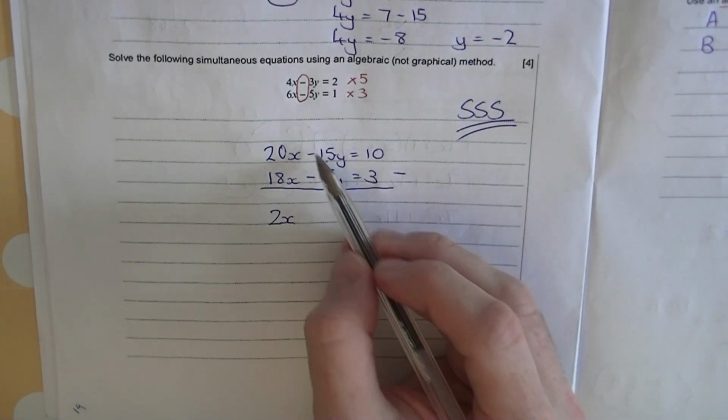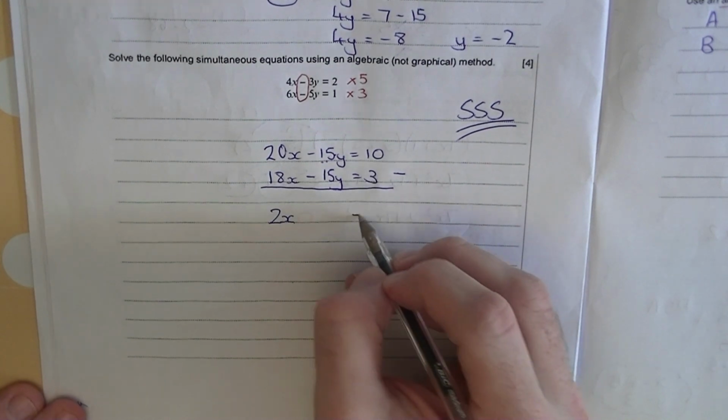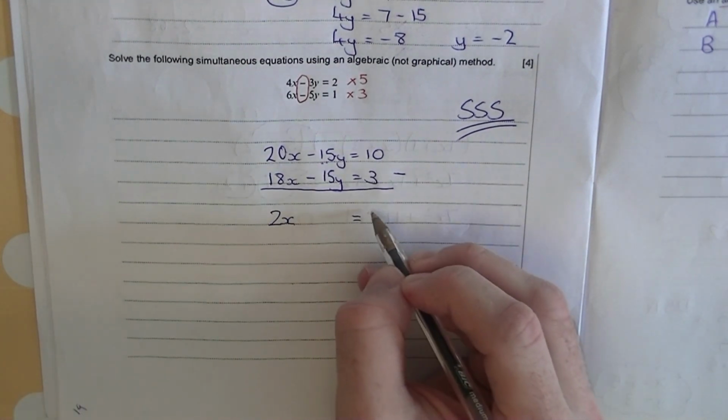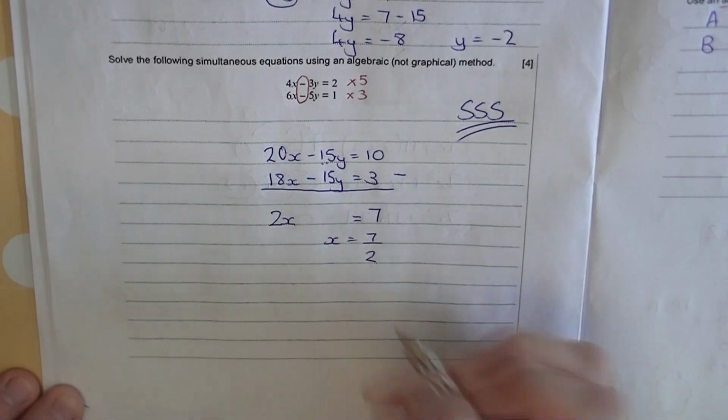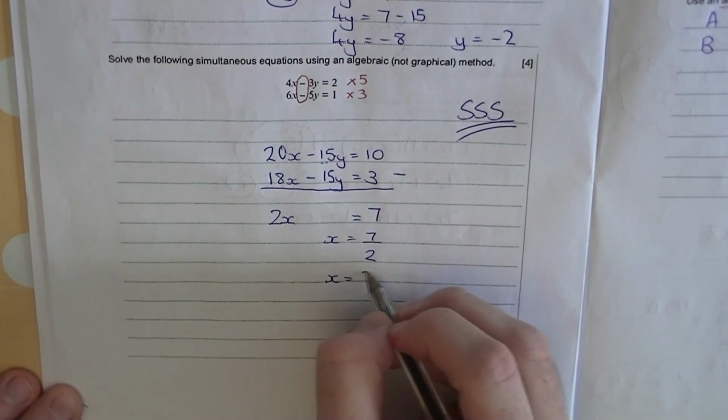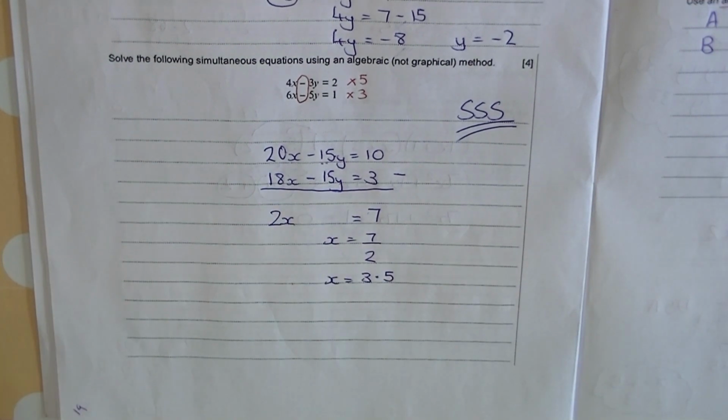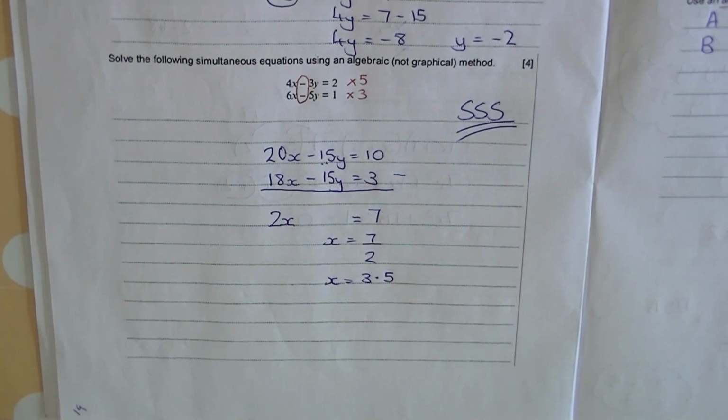You don't need to know that. As long as you remember same sign subtract, you're away to go. And 10 take away 3 is 7. 2x is 7, so x is 7 divided by 2. Alright, and without the calculator, I'm hoping you know that's 3.5.